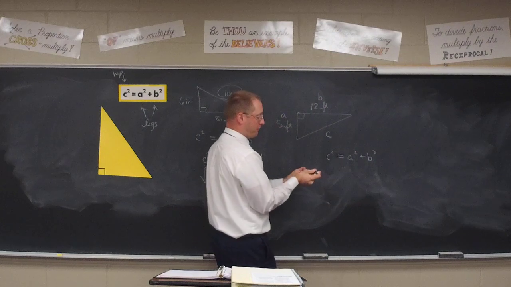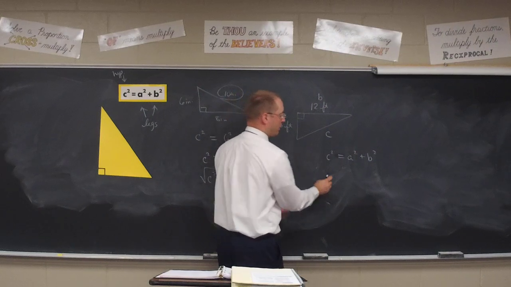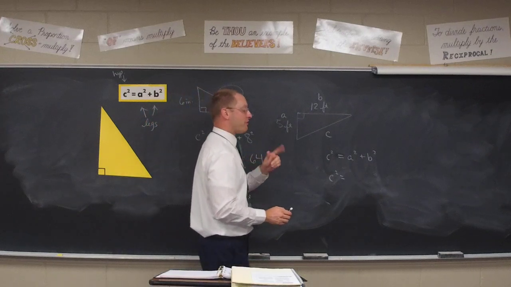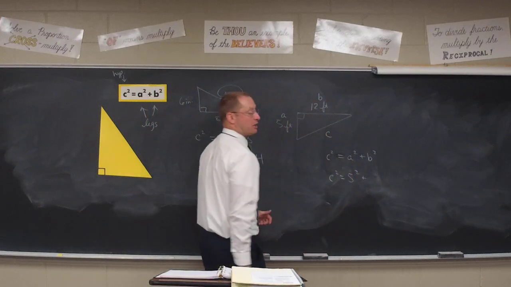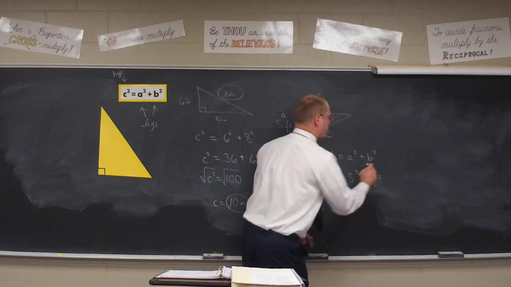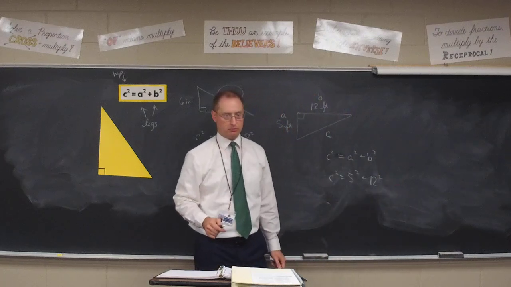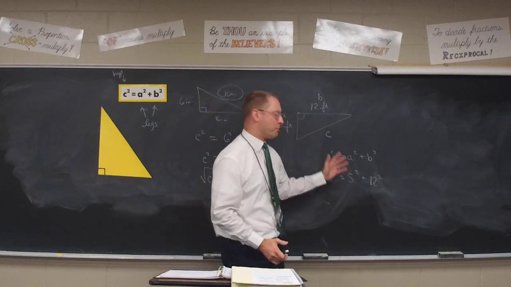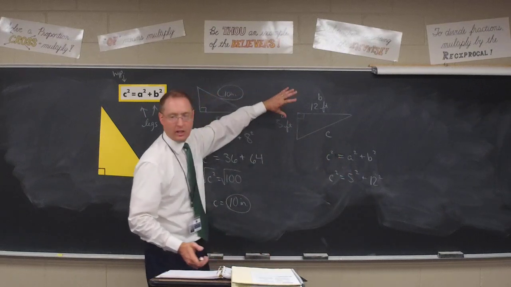So, what do I write for C squared? Nothing. C squared. What do I write for A squared? 5 squared. And then for the B squared, I could put 12 squared. What if you said 12 squared plus 5 squared? Same thing, right? Doesn't matter, okay? Because they're being added anyway. That's why it doesn't matter which leg is which.